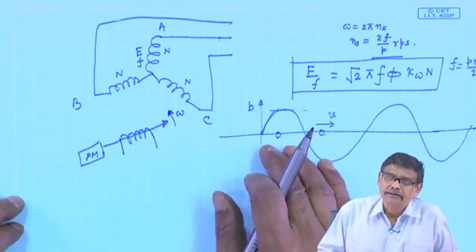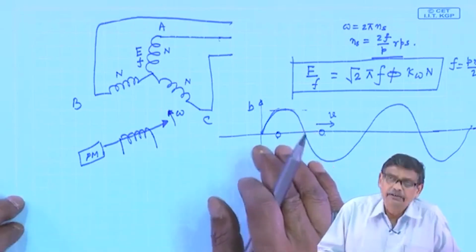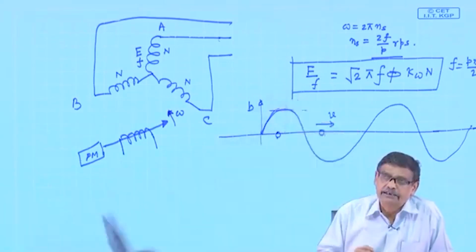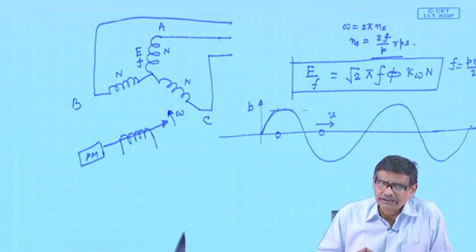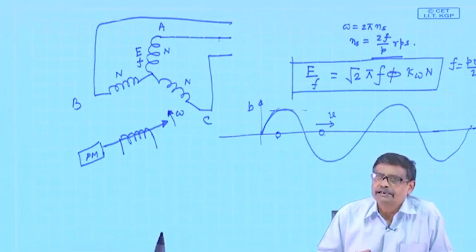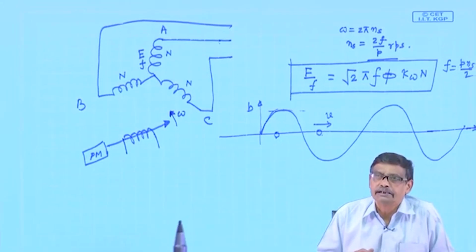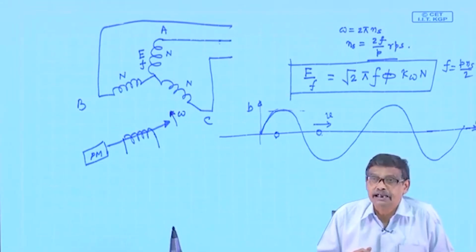Now, in this case of the synchronous machine, I will also try to look at this equation from another point of view. That is, I will apply Faraday's law of electromagnetic induction, that is, n d phi by dt, I will do.